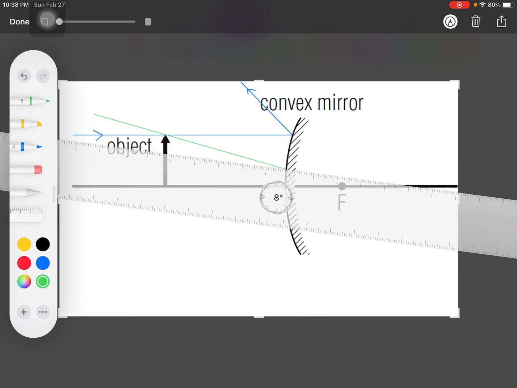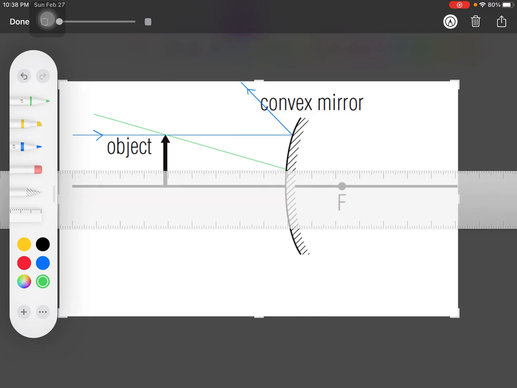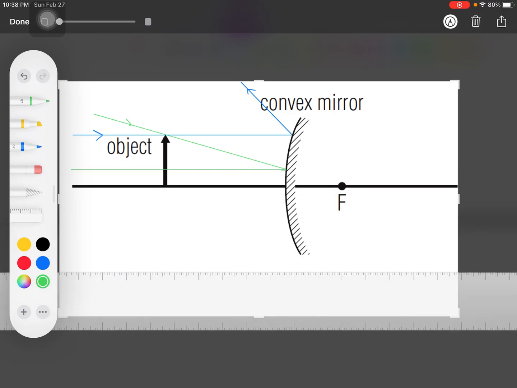So from that point, what's going to happen is this is going to line up with the principal axis. So if you're using the iPad to do this, then we want 0 degrees on our ruler. And the reflected ray is going to come out here. So incident ray coming into the mirror, reflected ray coming out.